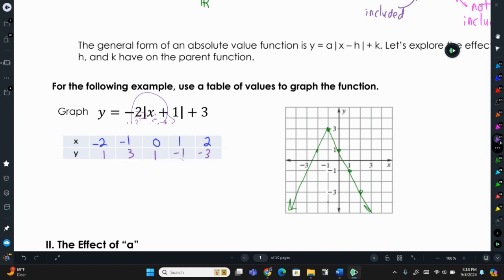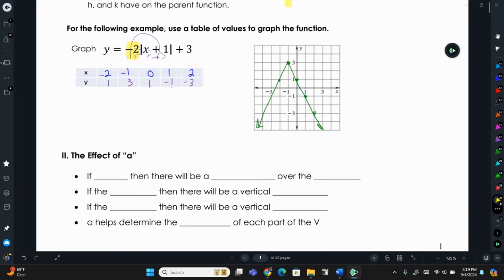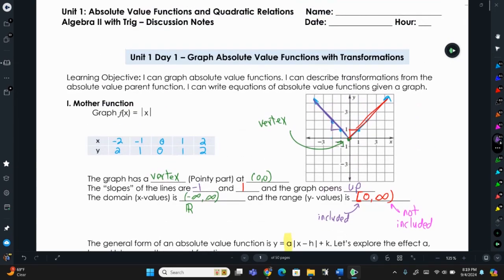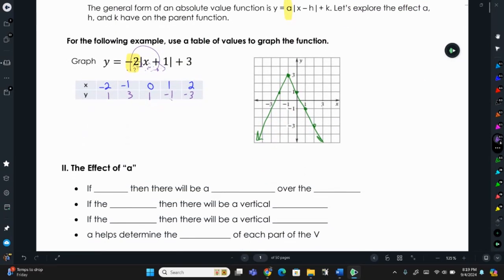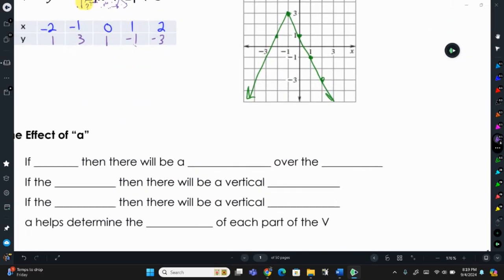So let's focus on this a value first. That's what we have here. This a value, our a value is negative 2. So notice the difference in this graph compared to our mother function up here. This one is opened upwards. This graph is opened downwards.